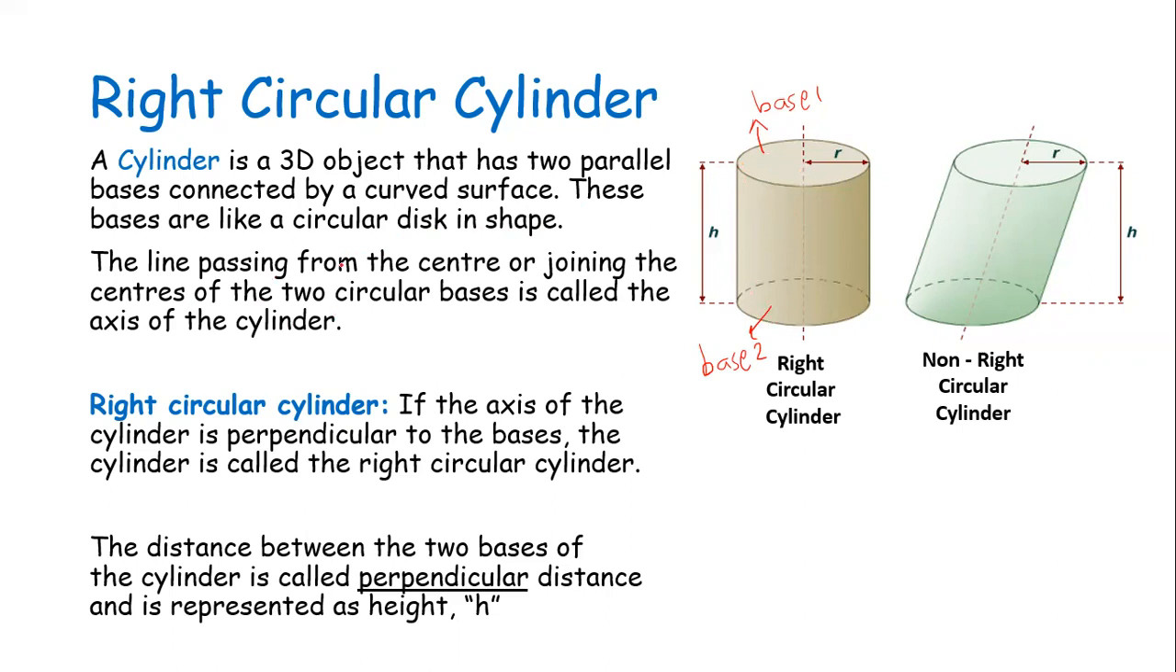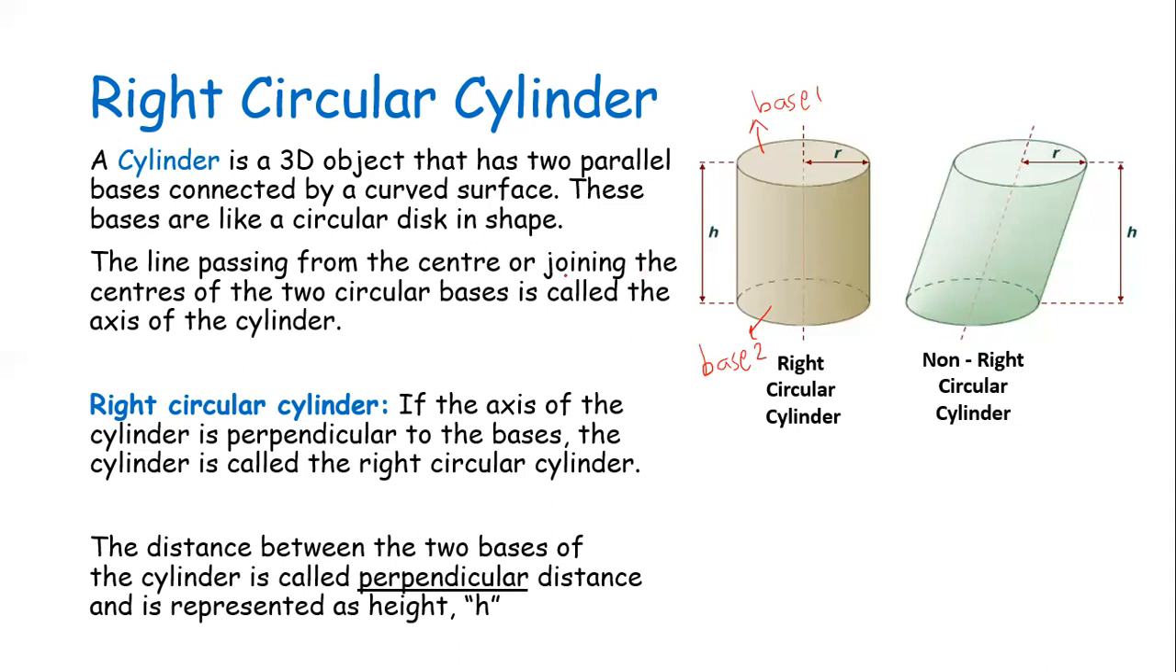The line passing from the center, or joining the centers of the 2 circular bases, is called the axis of the cylinder. So here we can see that this is the line that connects the centers of the 2 bases. We call it the axis of the cylinder. Here, the same, we see this is the axis of the cylinder that connects the centers of the 2 bases.